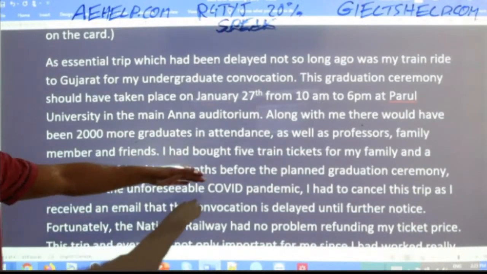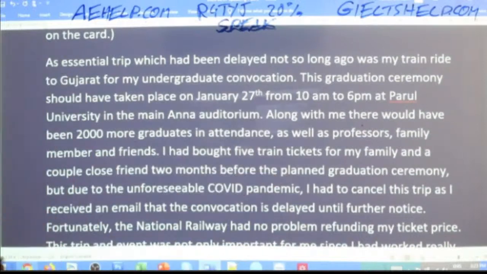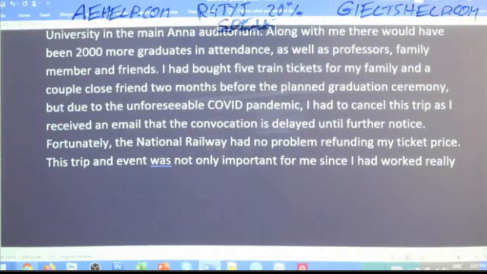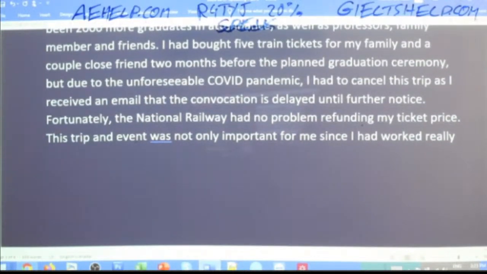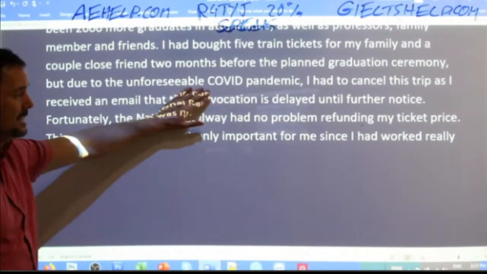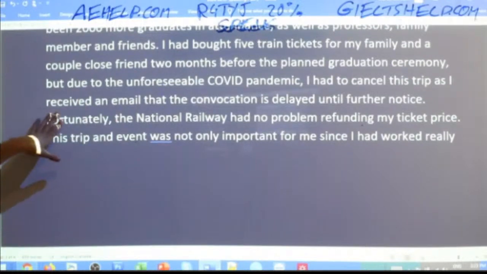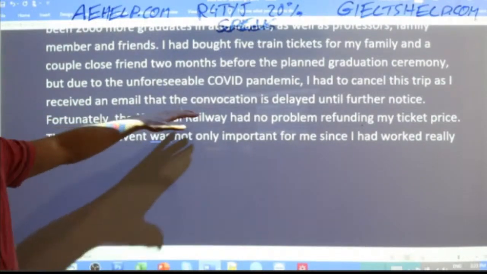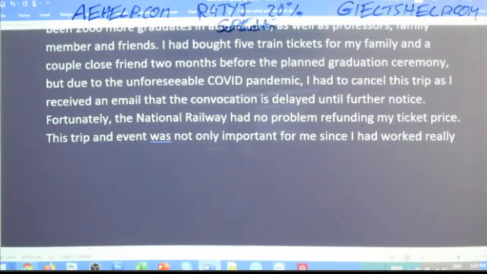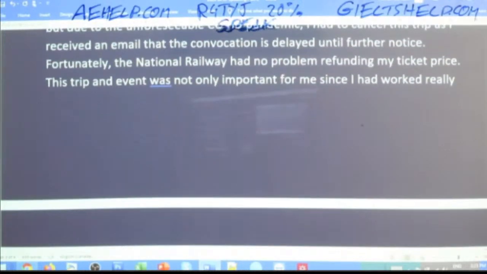I had bought 5 train tickets for my family and a couple of close friends 2 months before the planned graduation ceremony, but due to the unforeseeable COVID pandemic, I had to cancel this trip as I received an email that the convocation is delayed until further notice. Fortunately, the National Railway had no problem refunding my tickets.